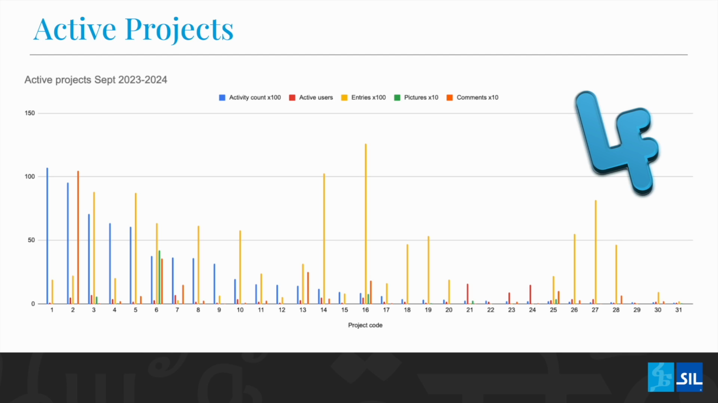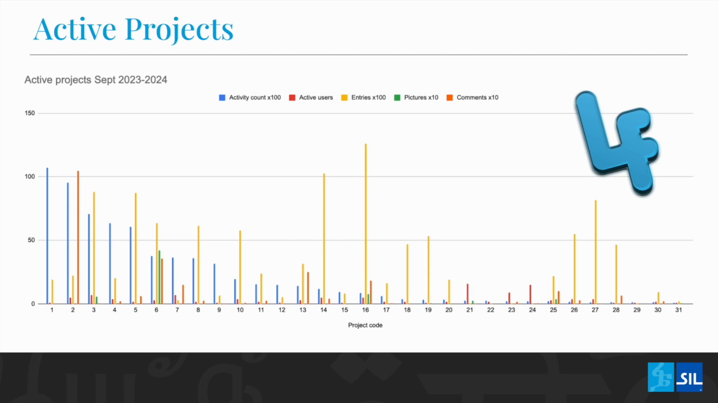So this is sorted by active projects times 100. So on the left side, project number 1 has over 10,000 activity events, like adding a new entry, editing an entry. It's probably mostly edits. So I need to dig more into that. You can also see that project number 2 has over 100 active use. No, sorry, I said that wrong. That's comments.